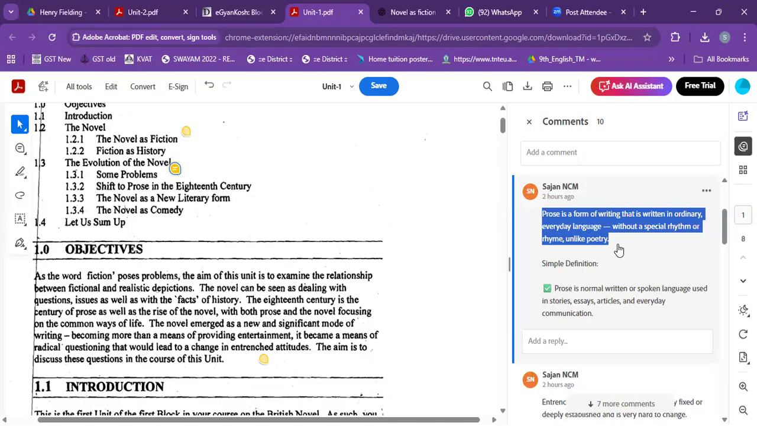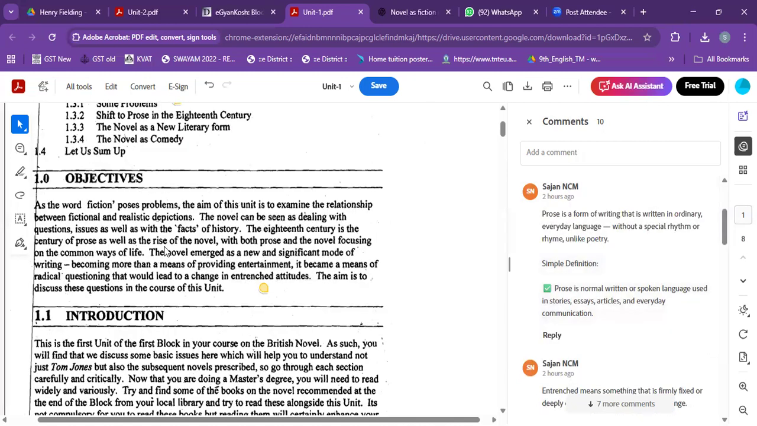So when you study prose, you will always see that it is not like poetry, where you have a specific rhythm and rhyme. Prose is just a form of writing in ordinary everyday language. It is normal written or spoken language used in stories, essays, articles, and everyday communication. Then 1.3.2, shift to prose in the 18th century. 1.3.3, the novel as a new literary form. 1.3.4, the novel as comedy. And finally, summing up.